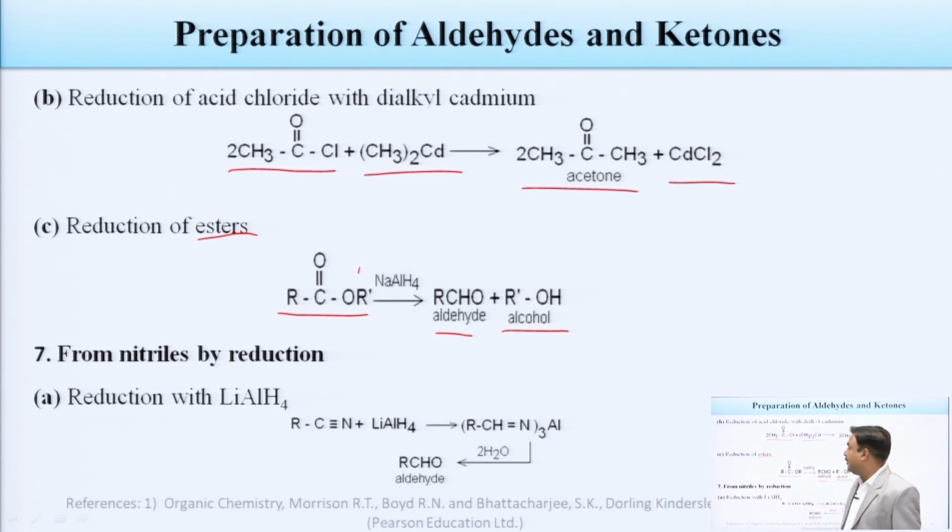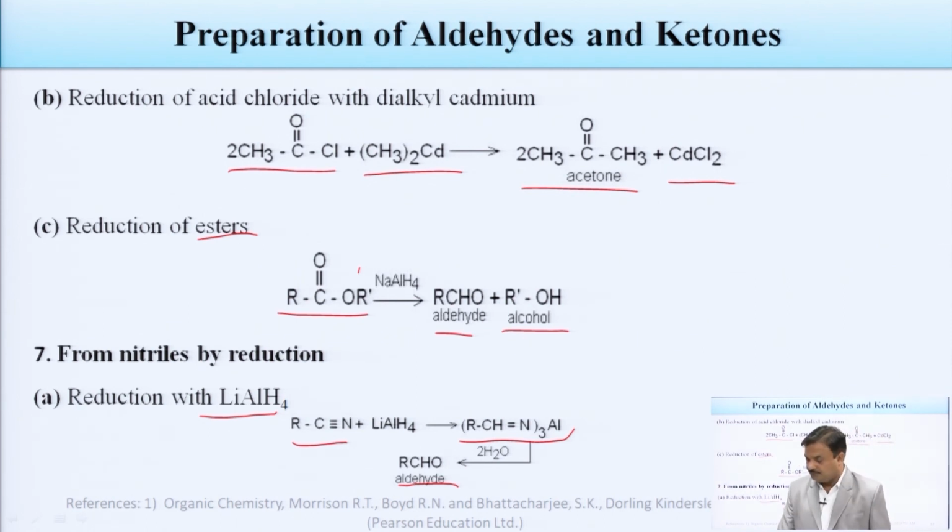The next method involves nitrile reduction. So, here you can see we are again using a very strong reducing agent, for example, lithium aluminum hydride, to reduce the nitriles, and when the nitrile is reduced, it will provide us aldehyde as the final product. Here you can see the nitrile is reacting with lithium aluminum hydride, which is a very strong reducing agent. We are getting a product which on hydrolysis will provide the aldehyde, that is RCHO.